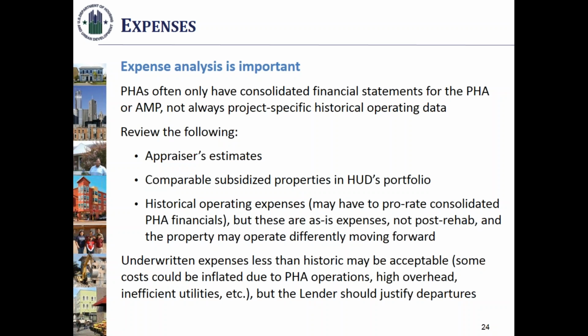So you're going to want to review the appraiser's estimates of the subsidized expenses, comparable subsidized properties in the portfolio, and then the PHA's historical operating expenses, which you or the lender may have to prorate. But these are as-is expenses, not post-rehab, and the property may operate differently moving forward. Underwritten expenses that are less than historic expenses may be acceptable. Some costs may have been inflated due to PHA operations, high overhead, inefficient utilities, etc. But the lender should be justifying any departures from historic numbers.